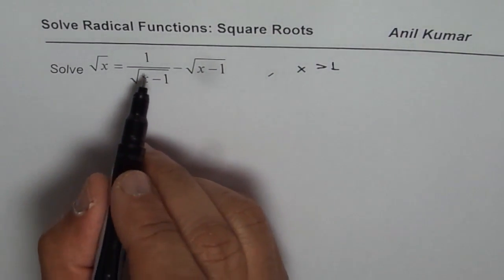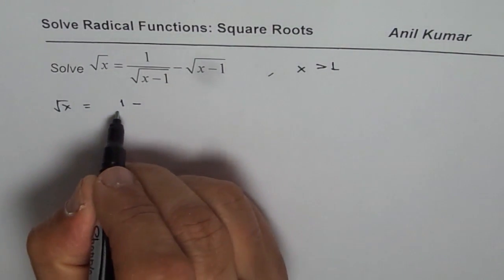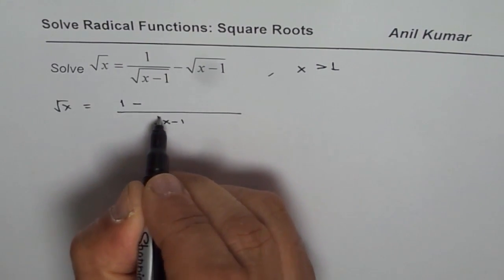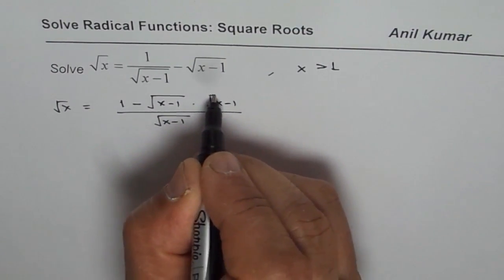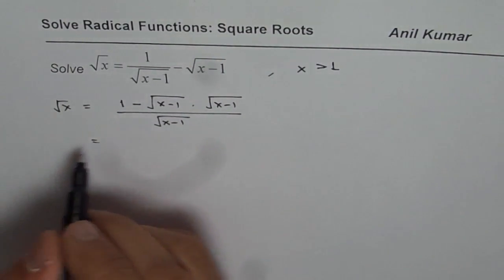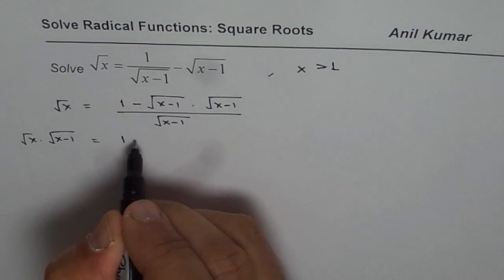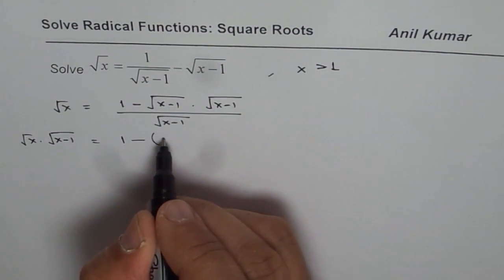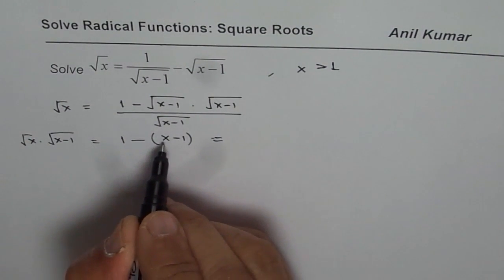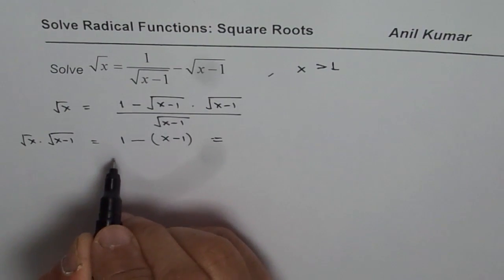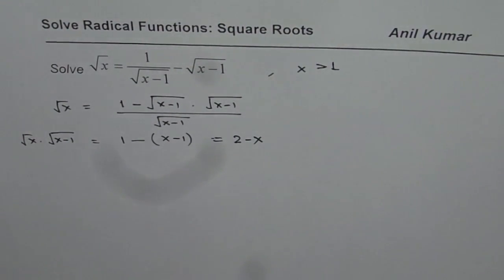Now to solve, we will take a common denominator on the right side. So we have square root of x equals 1 minus, when we take the common denominator of square root of x minus 1, we get square root of x minus 1 times square root of x minus 1, correct? Now we can cross multiply, so we have square root of x times square root of x minus 1 on the left side, and here we have 1 minus. When you square them, you get x minus 1, right? So which equals 1 minus (x minus 1). So minus 1 becomes plus 1, so we get 2 minus x. Is it okay? So we get 2 minus x on the right side.